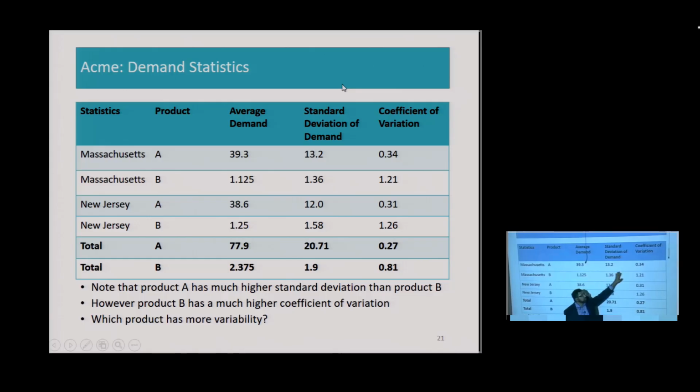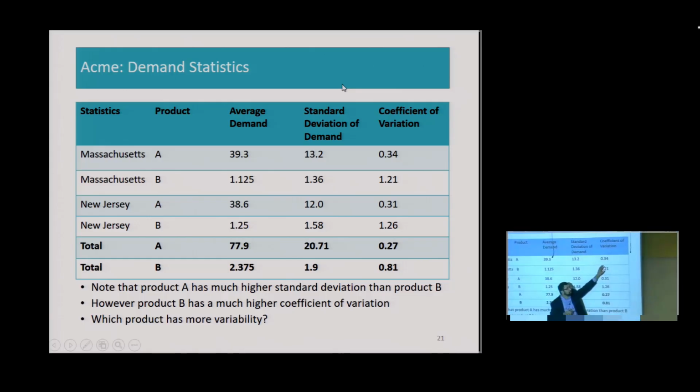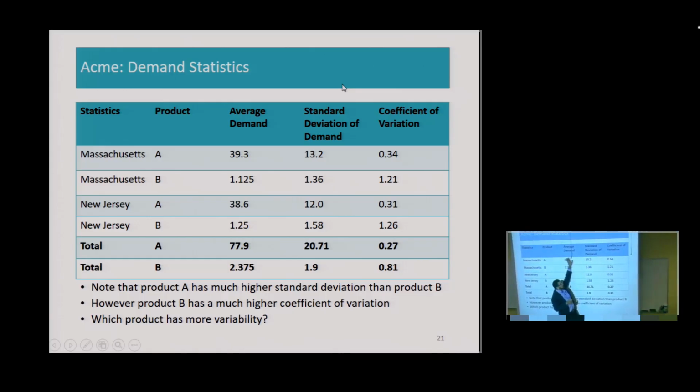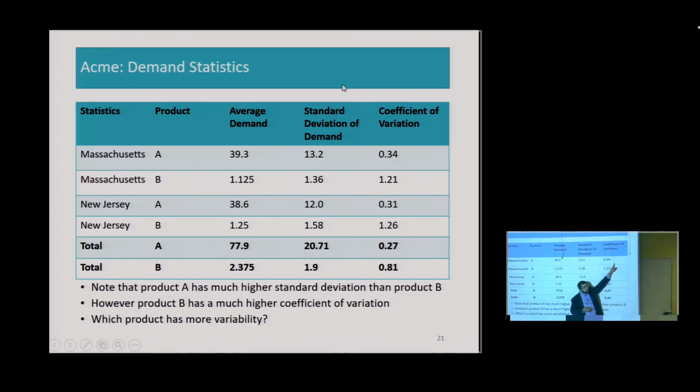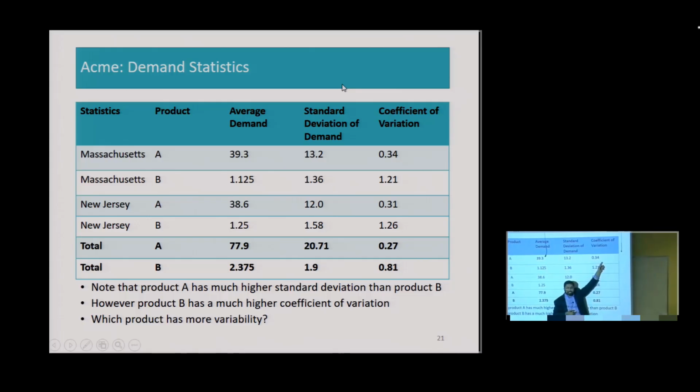Okay. Coefficient of variation is just standard deviation over the mean, so it's just this divided by that. So 13 over 39 is 0.34. What does 0.34 tell me? It tells me that my standard deviation is 34% of the mean. So most of the time my variation is between plus minus 34%. So my variation is about 34% of the average value for this product.